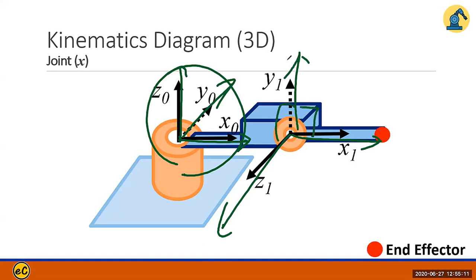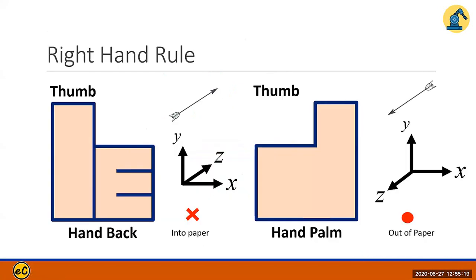So each one of these is perpendicular to each other. We create a two-frame system, and we use the right-hand rule. So for the right-hand rule, let's look at this hand. It will be something like this.